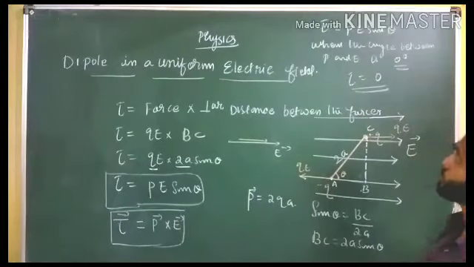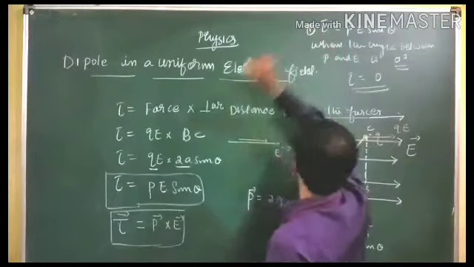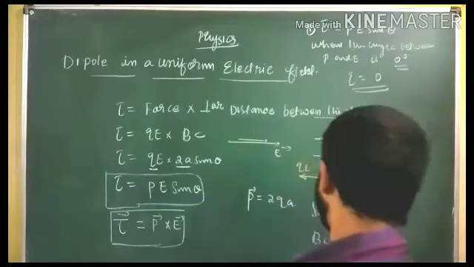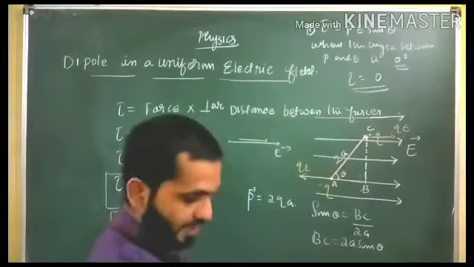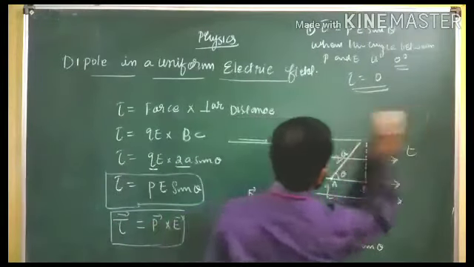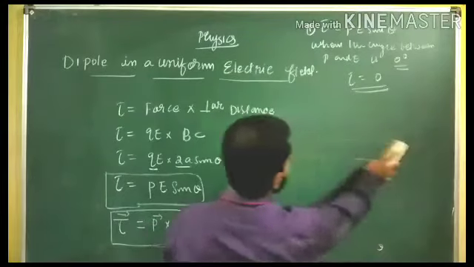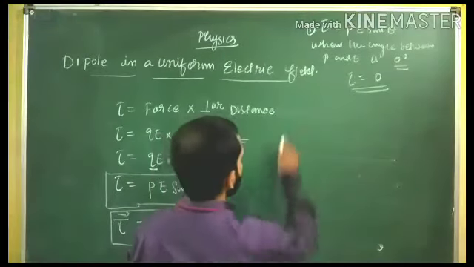Torque will be equal to 0. This is our special case first of all. Torque will be equal to 0. Now, students, the second case, if it is perpendicular.